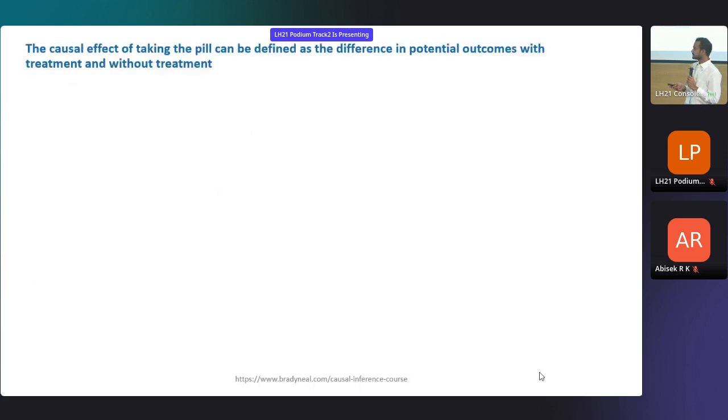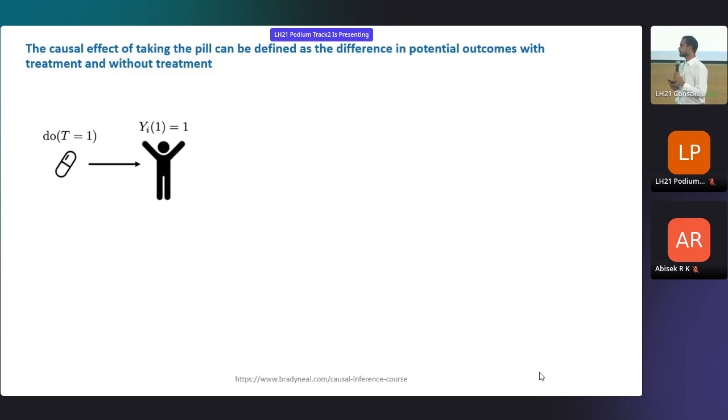We define the causal effect as the difference in potential outcomes. If the potential outcomes differ from each other, only then can we say that there is a causal effect of the treatment. Suppose treatment is equal to 1, that is, you take a pill. The do operator here means that you're actually doing the treatment, or actually taking the pill.